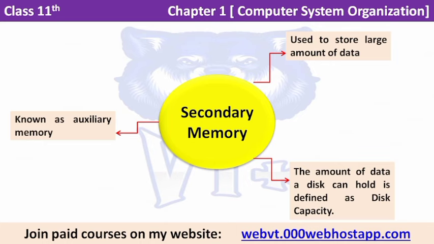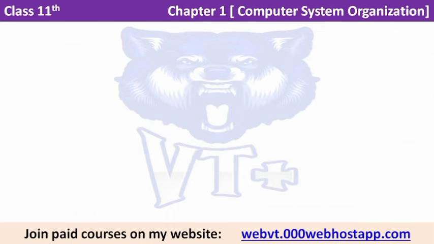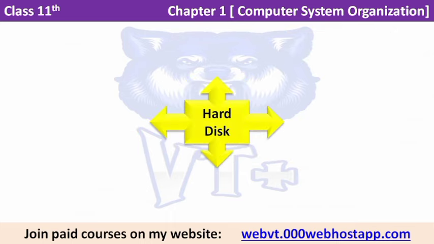Now we see the examples of secondary memory. What are the examples of secondary memory? The first one is the hard disk. Hard disk is the most important and most famous example of secondary memory. So now we have to know what is a hard disk and what is the process of storing data on a hard disk.